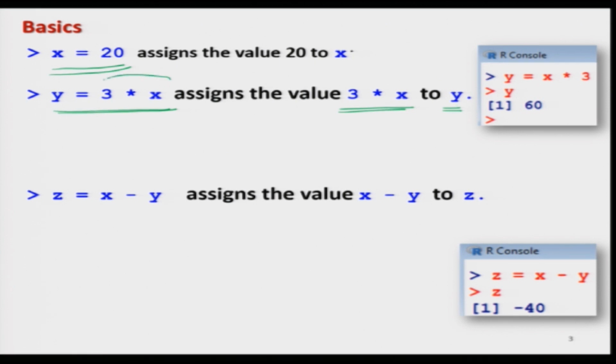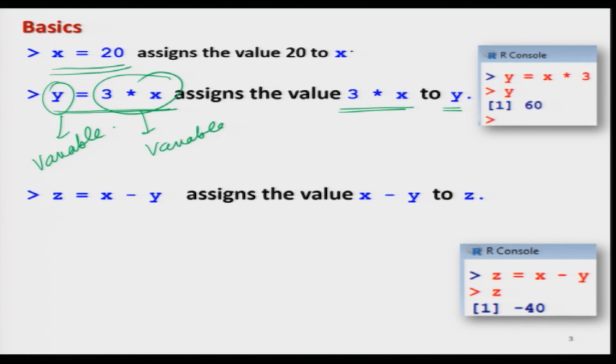So you can see this part, 3 into x, is also a variable because it depends on the value of x. In case x equal to 20 is changed to x equal to 30, then y will change from 60 to 90. So this part is variable and y is also a variable.